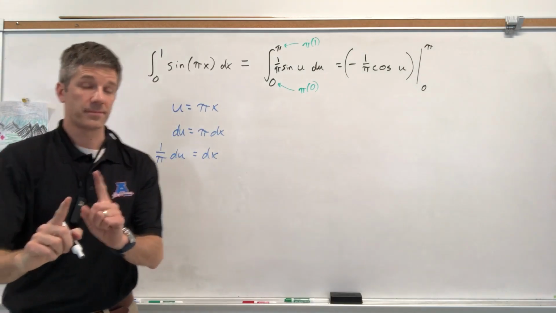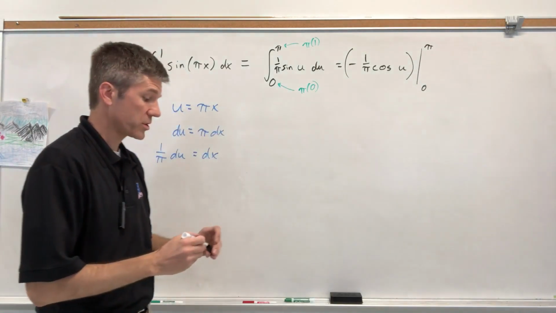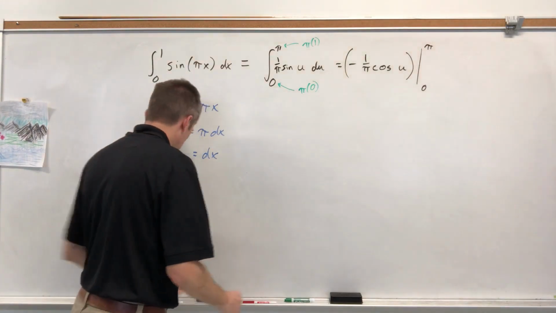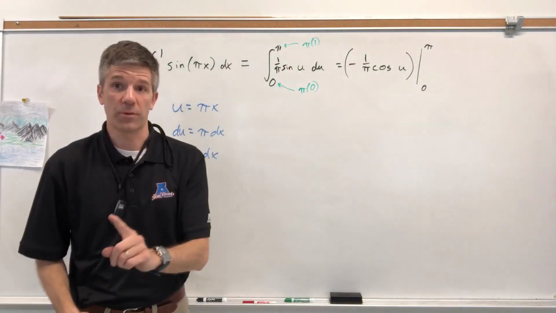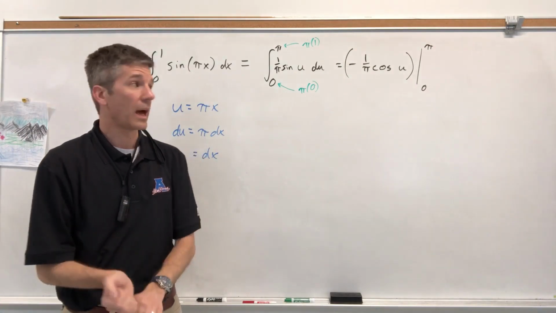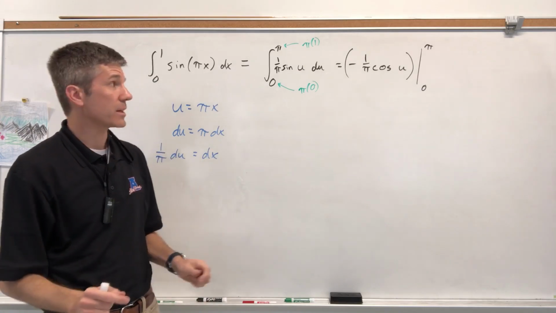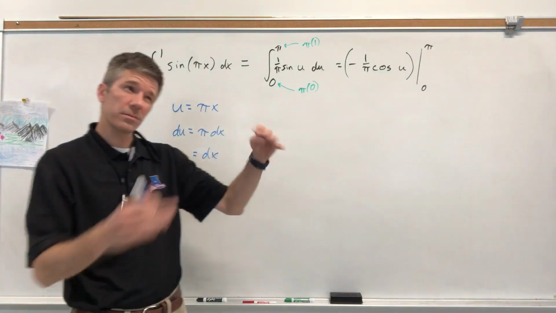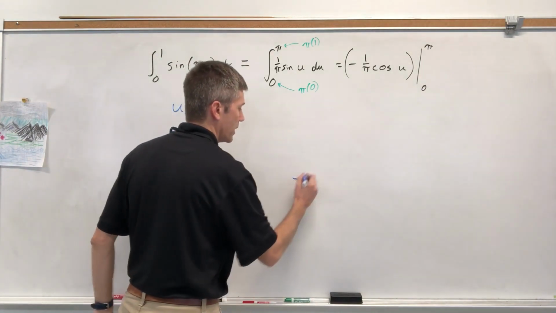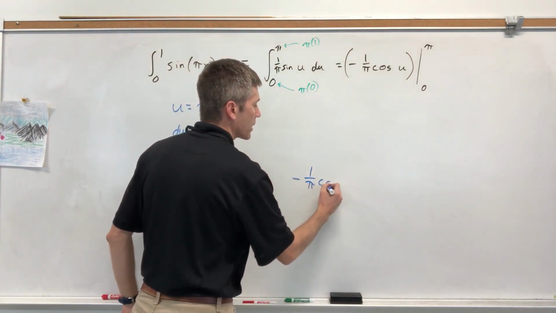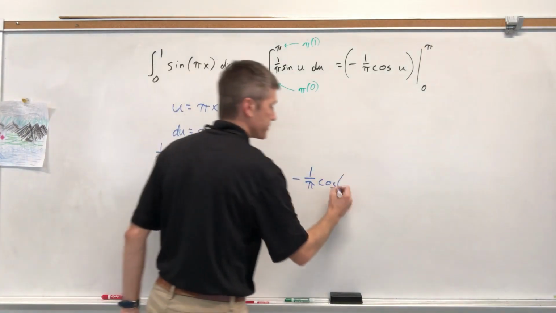Pause right there. This is right. We will continue computing this. Switching colors for a second, I'm going to switch to blue, not to be confused with the work that I did here. Depending on how you think about it, you could say that this is equivalent to negative 1 over pi cosine of, what's u? It's pi x.